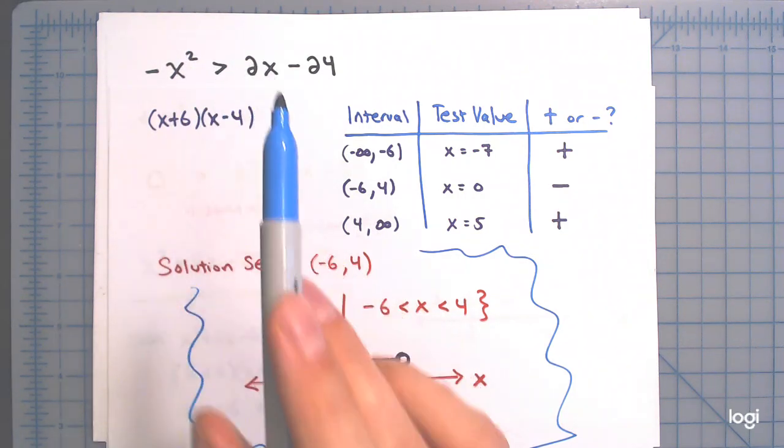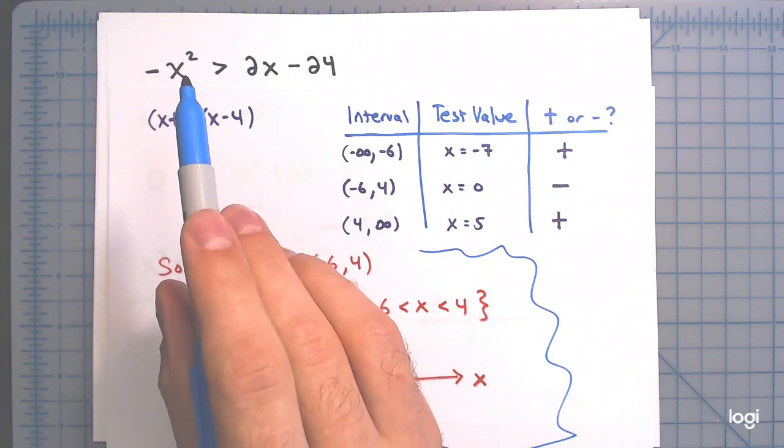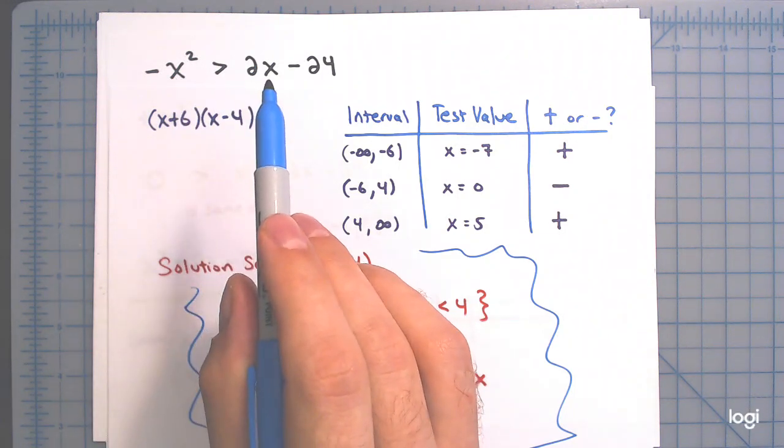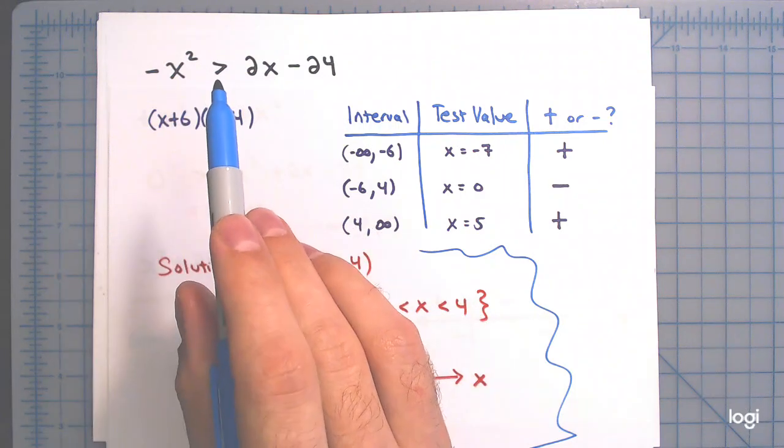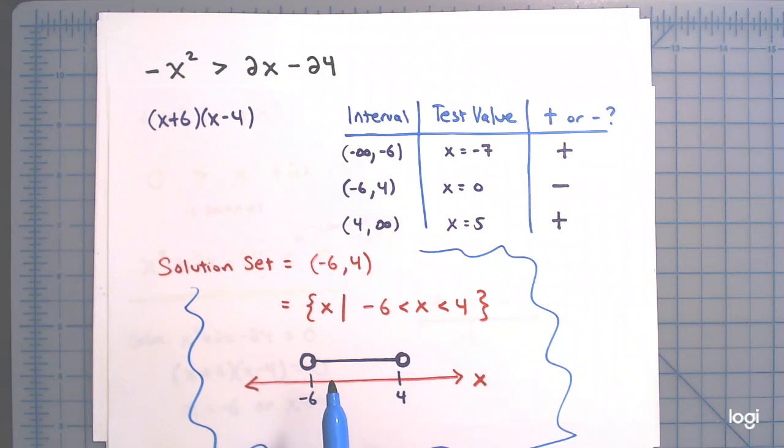This was my original inequality. So let's try 0 again. If I plug in 0 for x, the left side would be 0. The right side would be negative 24. Is 0 greater than negative 24? Yeah, it works. Plug in negative 5, negative 4, negative 3, 1, 2, 3.